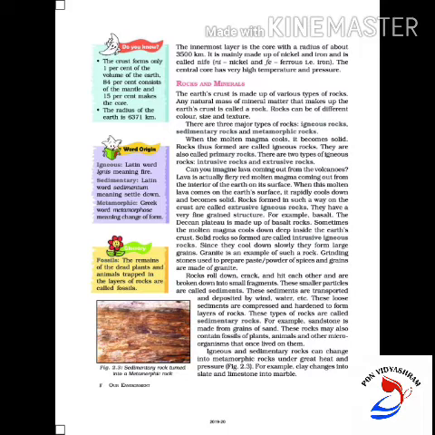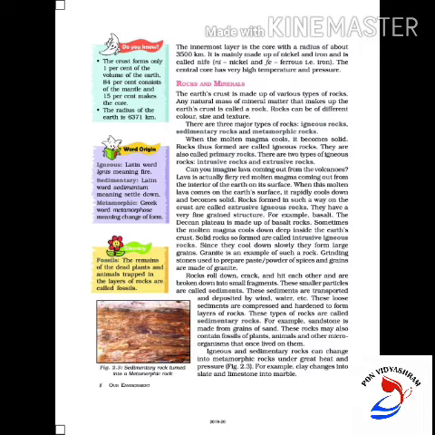When the molten magma cools, it becomes solid. Rocks thus formed are called igneous rocks. They are also called primary rocks. There are two types of igneous rocks, that is, intrusive rocks and extrusive rocks.